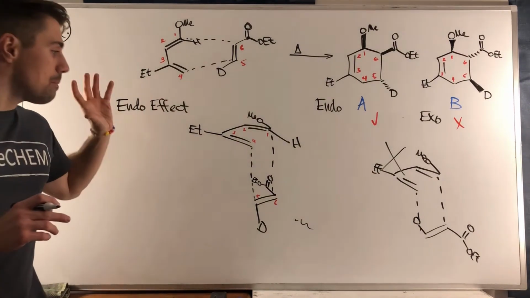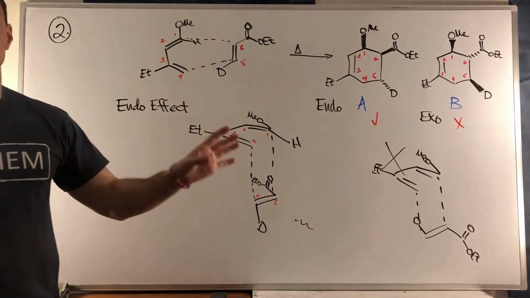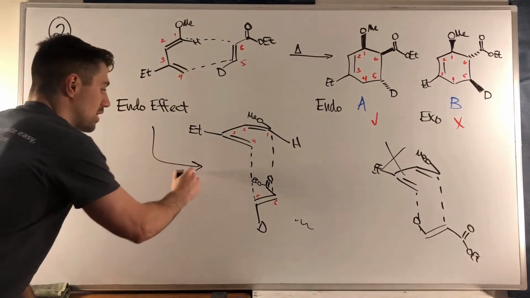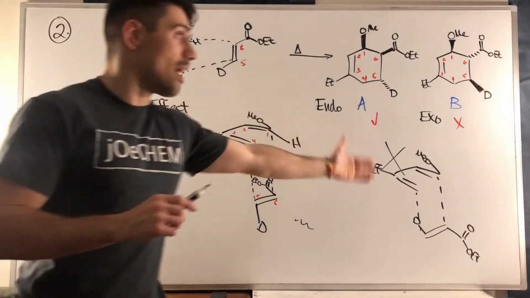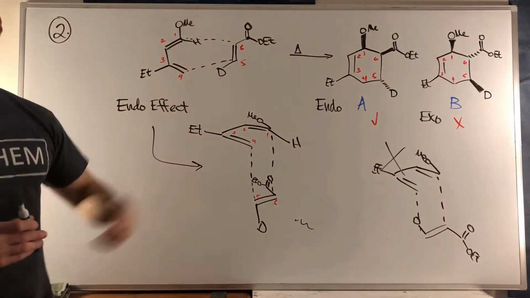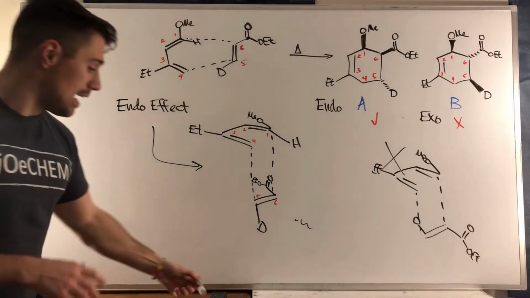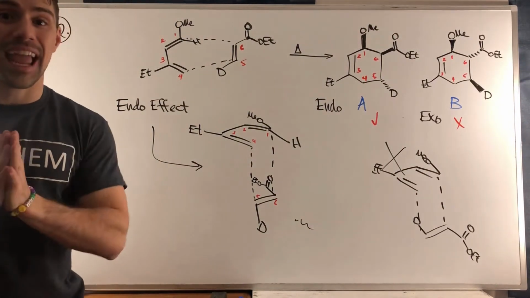So just showing you this, this diagram explains everything. You can just say the endo effect is reflected here. It is not for product B, it is for product A, and that is why we observe A and not B. Okay, gang, that was 2.